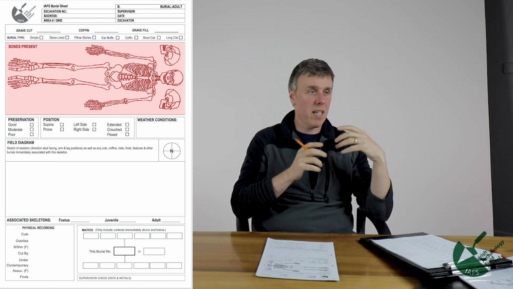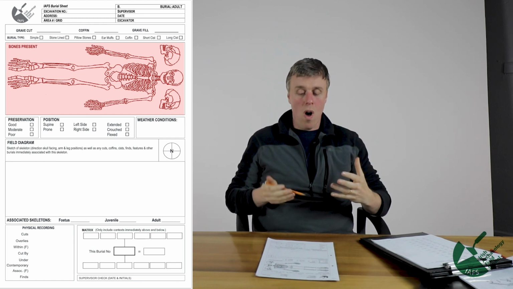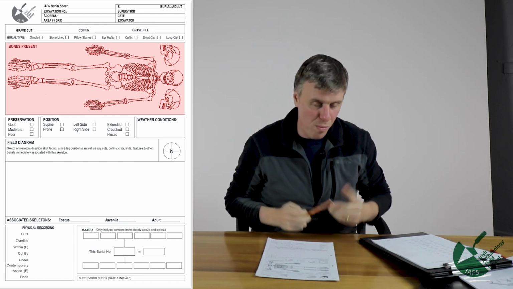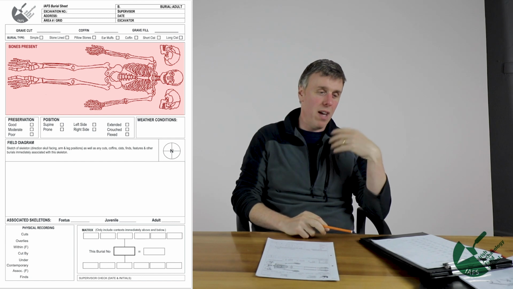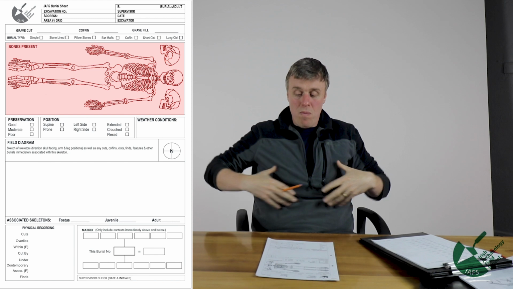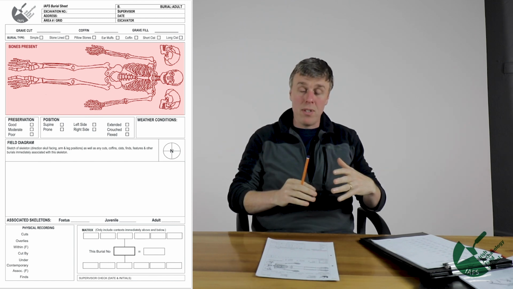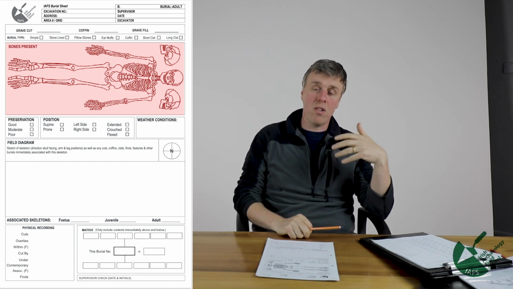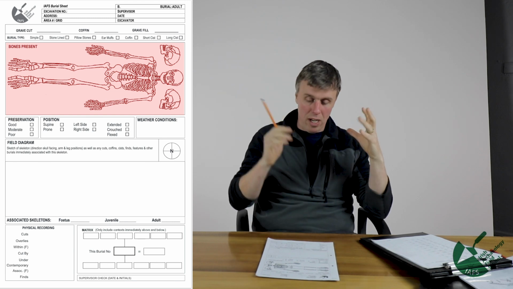Certain areas need particular attention paid to them. So obviously there's nothing left holding this individual together, presumably, in terms of any sort of ligaments or sinews or tissues. So you don't want to take too much soil out from between the ribs because they'll just collapse in. You don't want to take too much soil out from the skull because that could collapse in on itself.